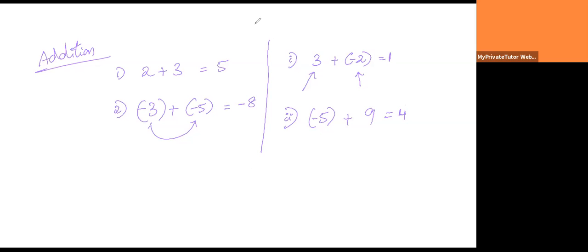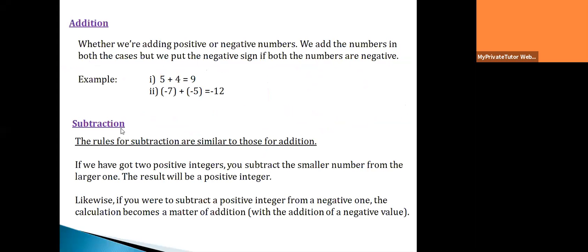So how does subtraction vary from addition? Let's go to the notes. In subtraction, all rules are similar, but if you read the definition there, if you are subtracting two positive numbers, it's a straightforward one. We just need to subtract. But what if we have negative signs? So let me explain that now.